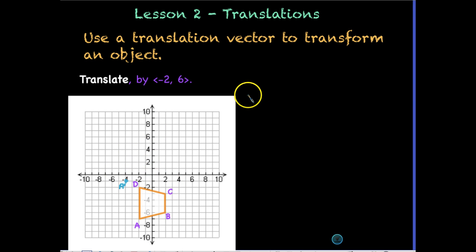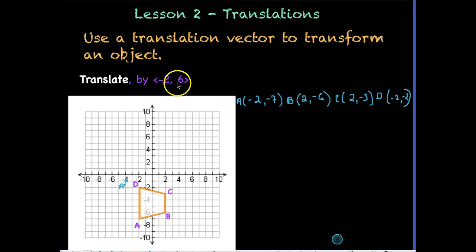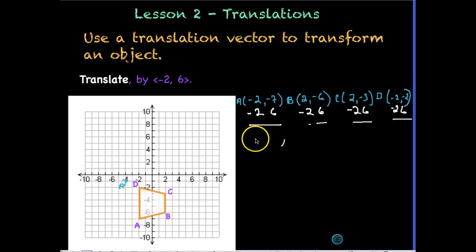That's one way. Another way we can do that is to actually write out the coordinates of our original image. So if we write out all the coordinates, for A we get negative 2, negative 7. So what I'm going to do is go ahead and write out all these coordinates. Once I have all the coordinates written out, I'm going to apply my translation vector of negative 2, 6 to everything. So that means I'm going to add a negative 2 and a 6 to every x and y coordinate that I have written out to get my new coordinates. Now when I add these all together, I will come up with the new coordinates of my image.